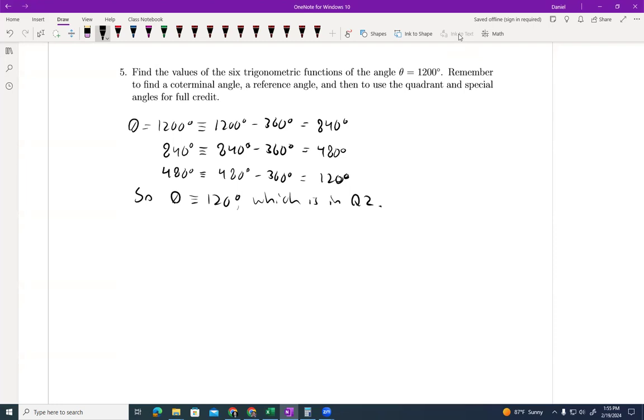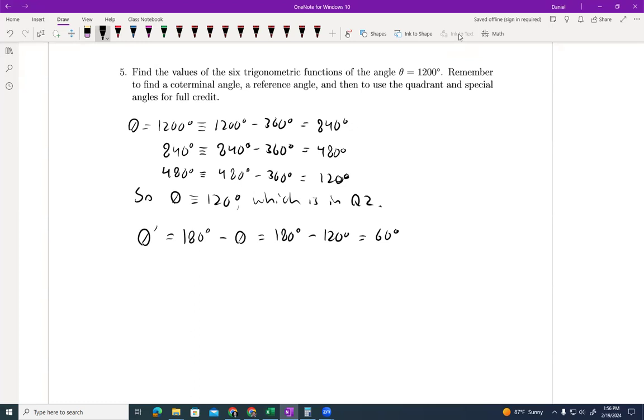It's because we're trying to find a reference angle, and the formula for the reference angle will depend on what quadrant we're in. So my theta prime, in this case my reference angle, since we're in quadrant 2, will just be 180 degrees minus theta. So we have 180 degrees minus, and we're not actually going to use the value of theta. We're going to use the value that theta is coterminal with, which is 120 degrees here, because these formulas only work for angles between 0 and 360. So then we get 60 degrees. So my reference angle is 60 degrees.